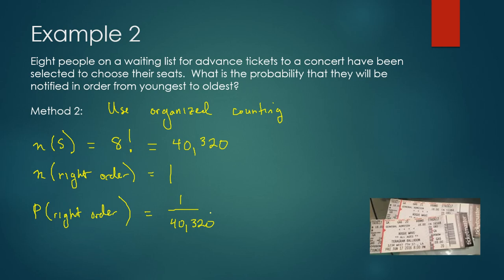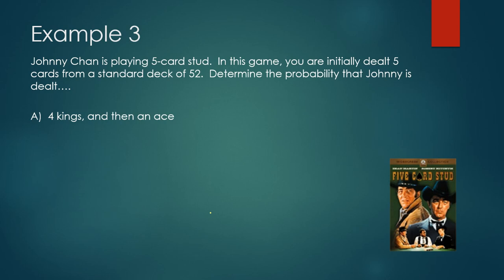Let's move on to example 3. So here we are going to do just a card example, in the context of 5-card stud. 5-card stud is a very simple game. You basically just get dealt 5 cards from a deck of 52, and your hand is your hand. And from those 5 cards, you want to have the best hand possible. You want pairs and triples. You want them all to maybe be a straight or all the same suit. That's called a flush.